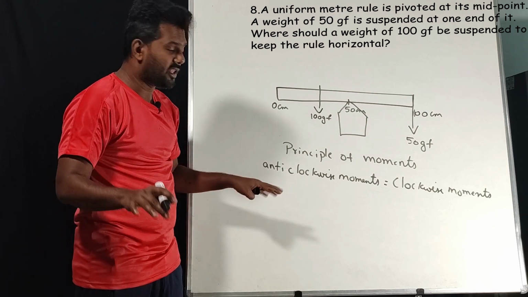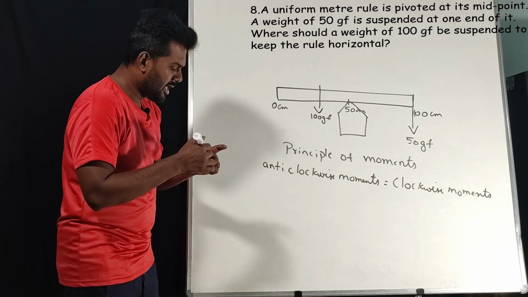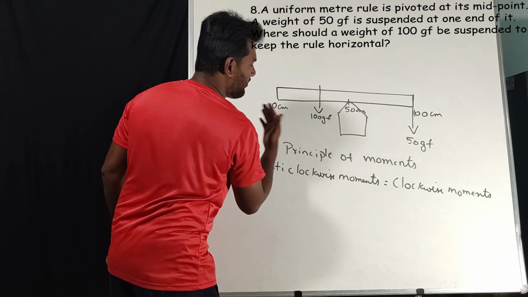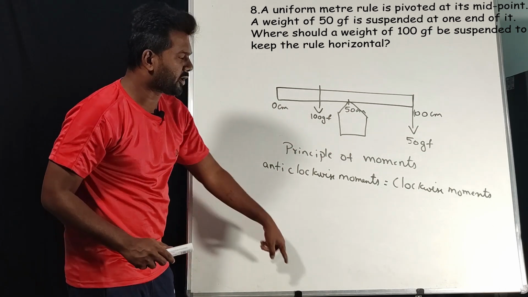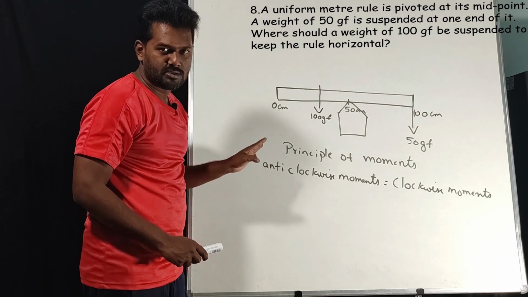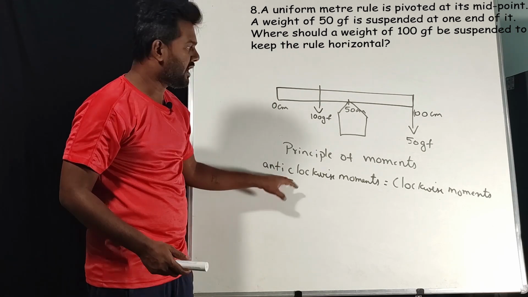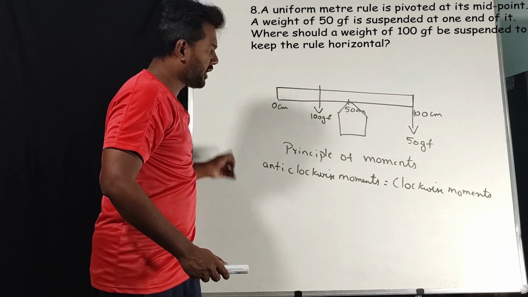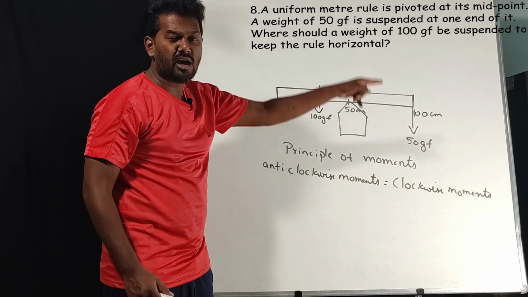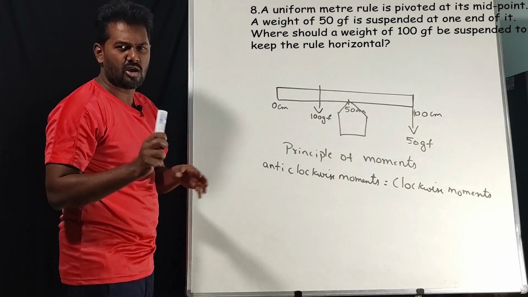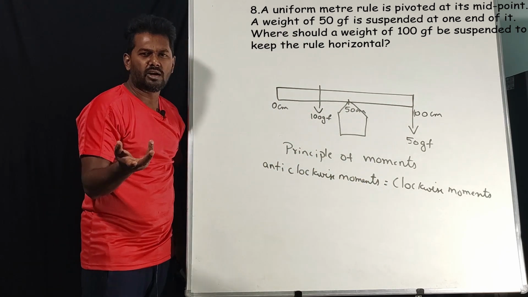Why I am specifically writing anti-clockwise this side: see, if you suspend any load this side, on the left side of the scale, this is going to rotate in this direction. What kind of direction is this? Anti-clockwise. That is why I am writing anti-clockwise here and clockwise there. Because of this load, it is going to rotate in this way, that is nothing but clockwise. So below this one clockwise, below this one anti-clockwise, just to avoid the confusion.